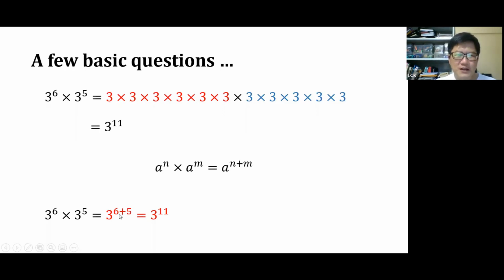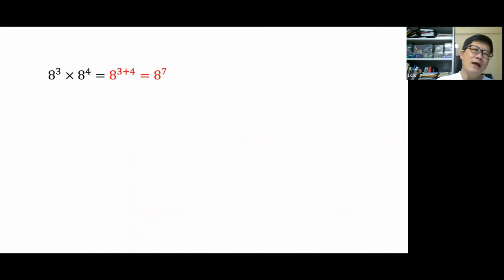I'm using the rule now. 6 plus 5 equals 11. So it's 3 to the power of 11. And you can see that, from this, my knowledge of this rule has enabled me to simplify it to just this. Same question with the same answer. All right. But a lot shorter, a lot safer. You will get the answer correct. Now let's do some more.